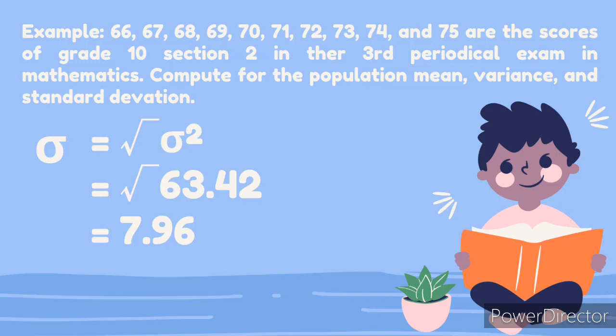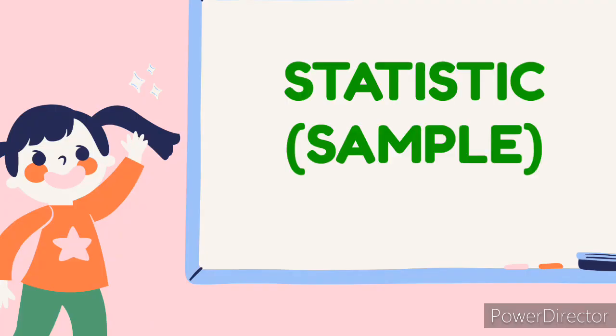Again, to get the standard deviation, we just simply get the square root of the variance. The value of variance is 63.24, so we just get its square root. So the square root of 63.24 is equals to 7.96. So the value of standard deviation is 7.96.